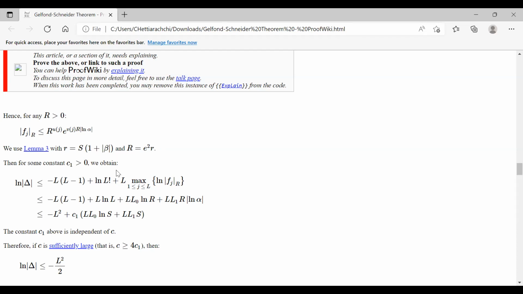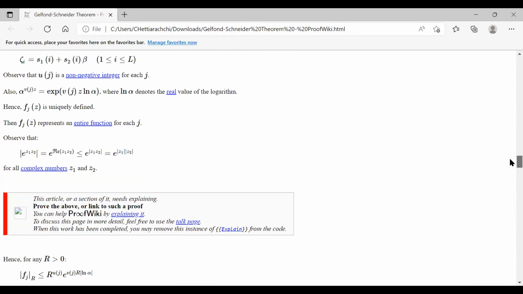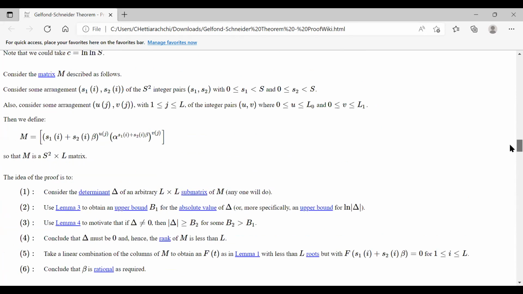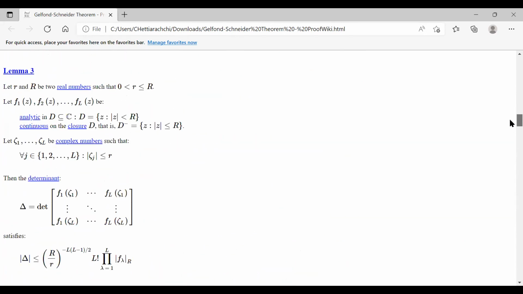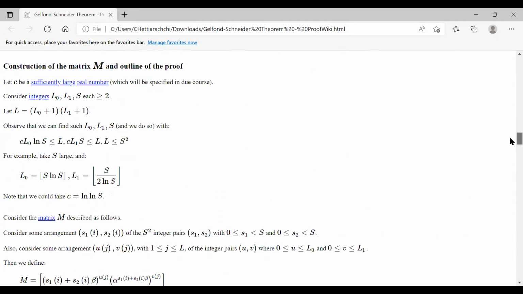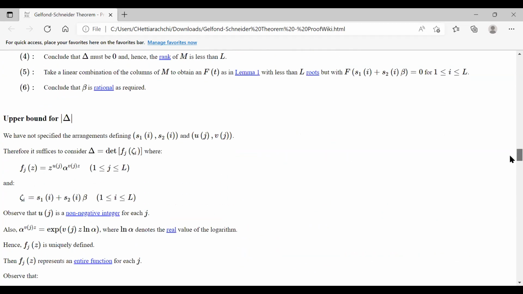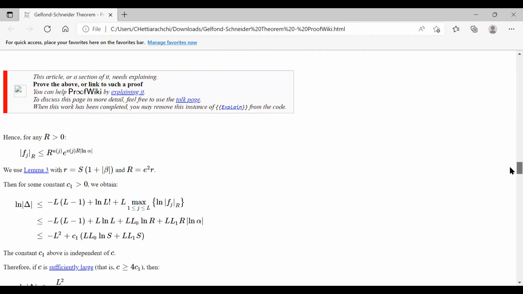Then therefore, for some constant C1 we can obtain that L1 alpha is going to be less than or equal to. That means we apply this one right here. We apply lemma 3 now, by taking ln on both sides. By applying lemma 3, we get this inequality right here.